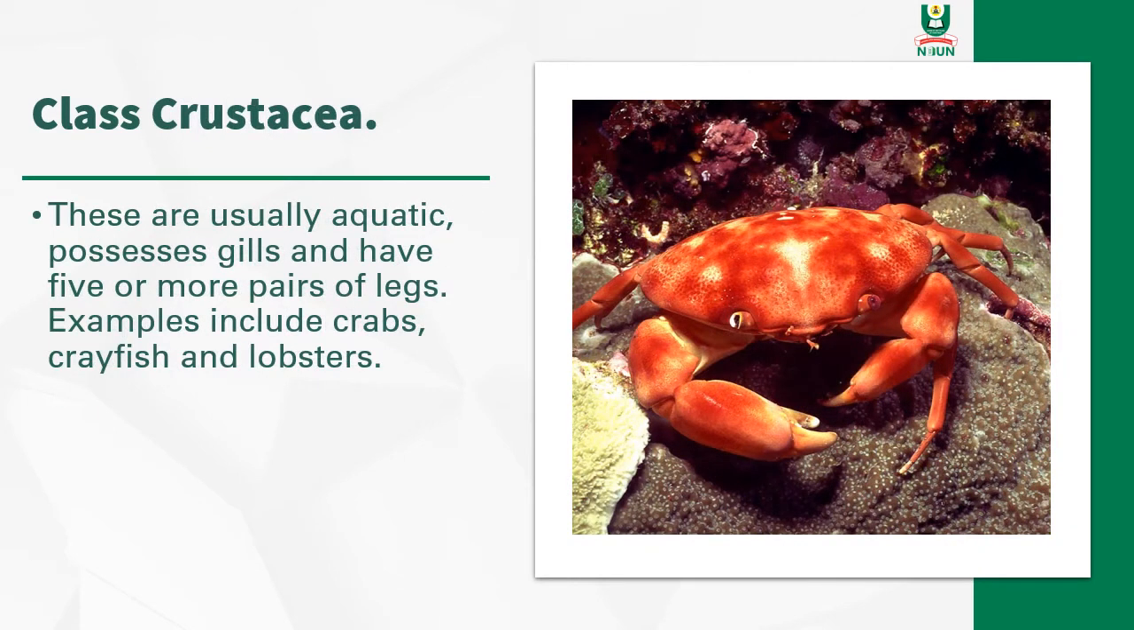The final class here is the Crustacea. Okay, the Crustacea are aquatic in nature. You find them underwater and they possess gills. Of course, they are aquatic, so they breathe through the gills and they have five or more pairs of legs. You can see the legs extended towards the back, and you have a good example in the crabs, crayfish, shrimps, and lobsters.